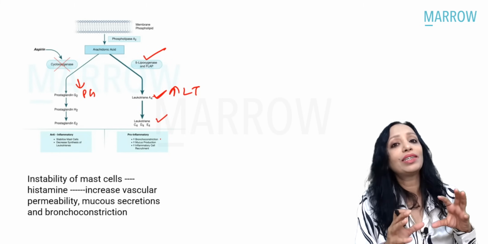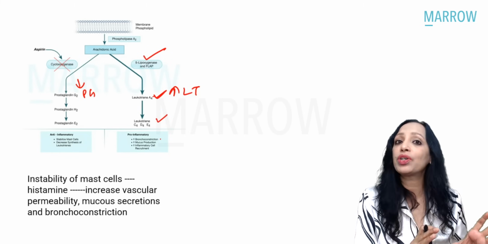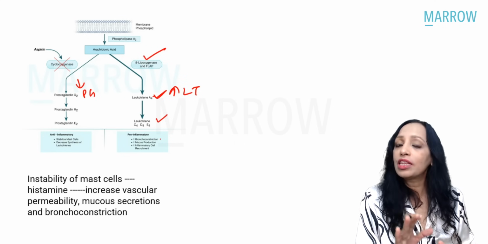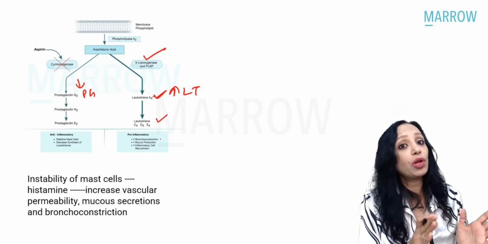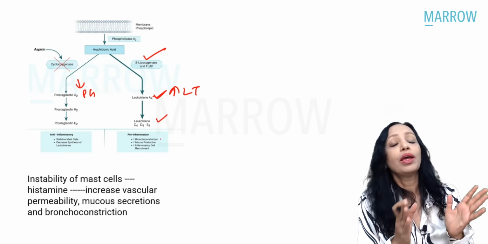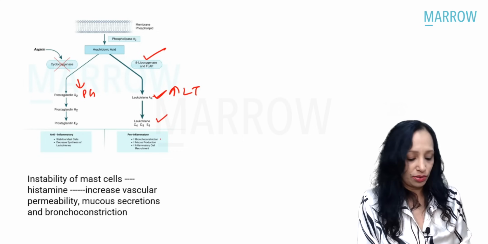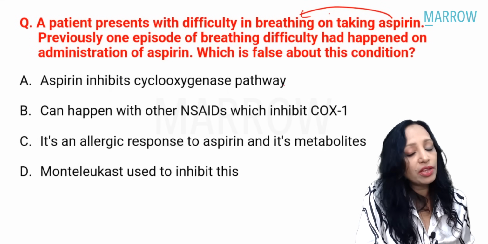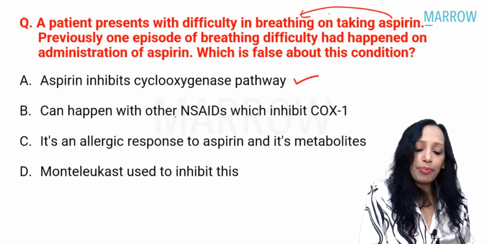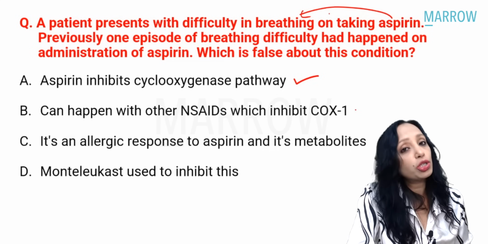So any other drug, any other NSAID which is a COX1 inhibitor, this patient who is hypersensitive to aspirin will also be hypersensitive to those COX1 inhibitors, right? So let us see the choices. Aspirin inhibits the cyclooxygenase pathway. Yes. Can happen with other NSAIDs which inhibit COX1.